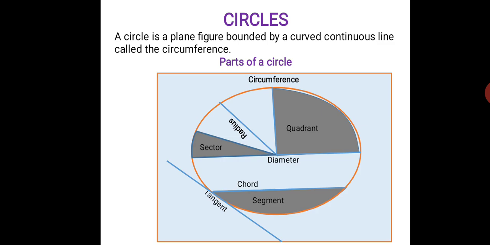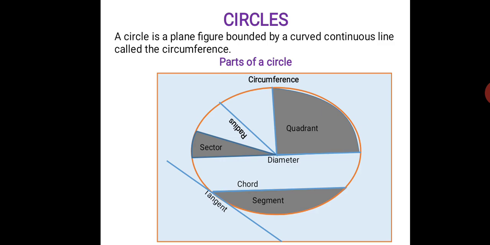You have a chord. A chord also touches 2 points on the circumference, but it does not pass through the center of the circle. So a diameter is also a chord, but in this case it passes through the center of the circle. Now, a tangent touches the circle at a particular point. So these are the parts of a circle.